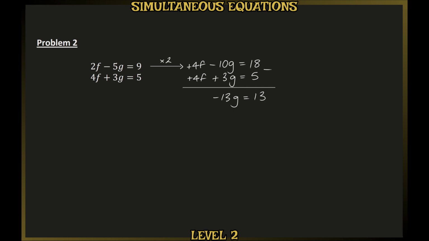To find g, we now need to remove the times minus 13 from in front of it, and the inverse of timesing by minus 13 is to divide by minus 13. And we do exactly the same on the right.